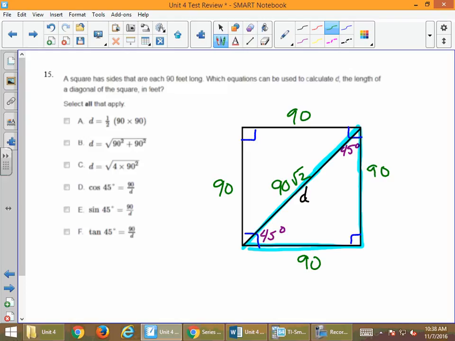And it says select all that apply. So what do you think? Are we going to have only one answer or multiple? Multiple. Whenever you see select all that apply, that means you're going to have multiple answers. So now we can start ruling things out.